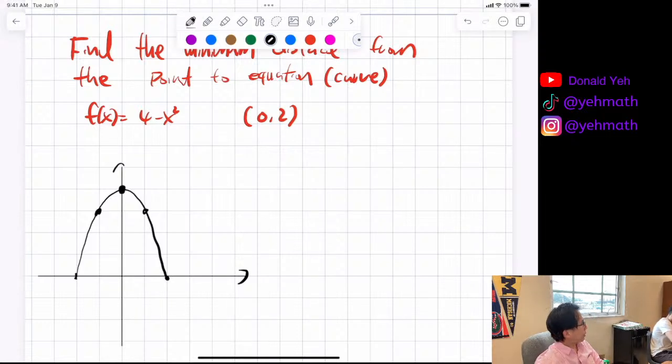So you should have a parabola. At this parabola, there was a particular point, (0, 2). So think about what is the closest point from the parabola to the point. Which coordinate of the parabola is the closest to the red dot?